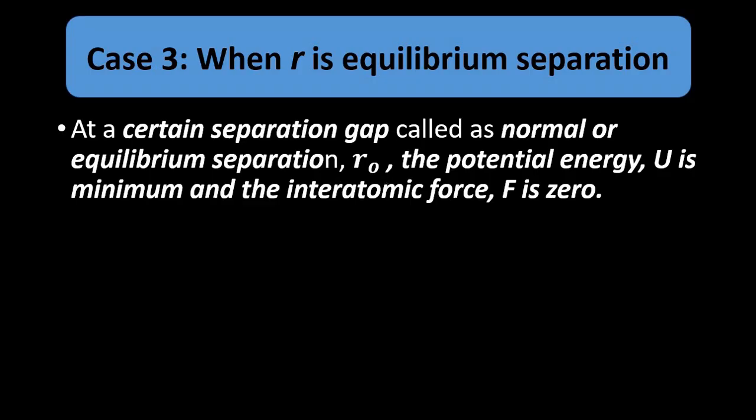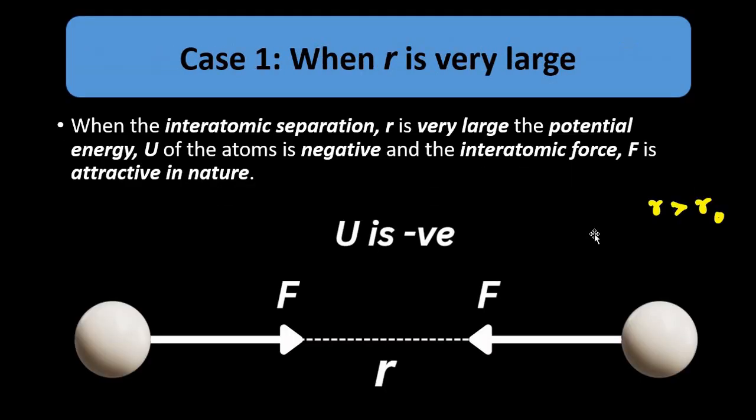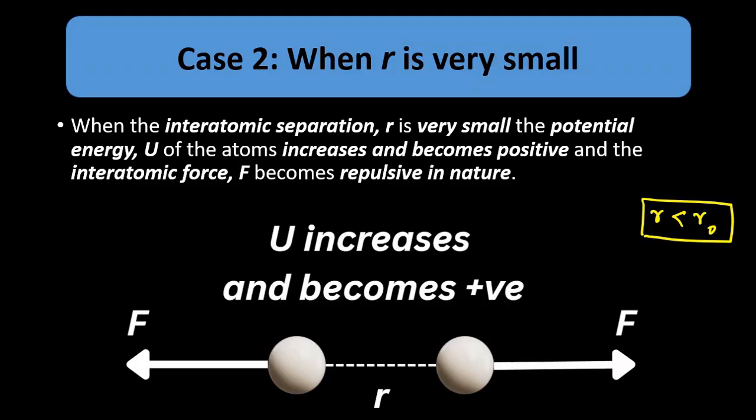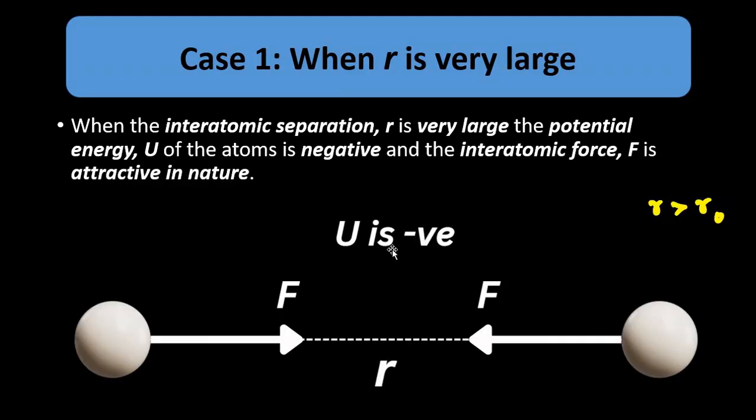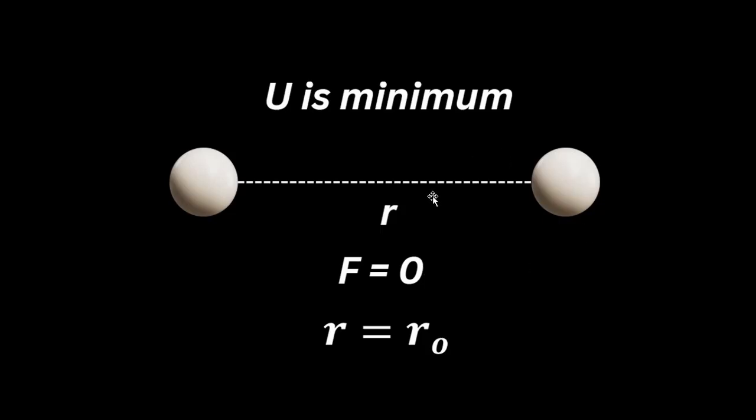Only when an external force is applied and the material undergoes deformation, the separation gap between the two atoms becomes either greater than R0 or lesser than R0. In that case, the interatomic force acts, whether attractive or repulsive depending upon the separation gap, and the objective is always to return the two atoms back to their equilibrium separation. When they go away, the interatomic force is attractive in nature. It tries to pull the two atoms back to their original position.